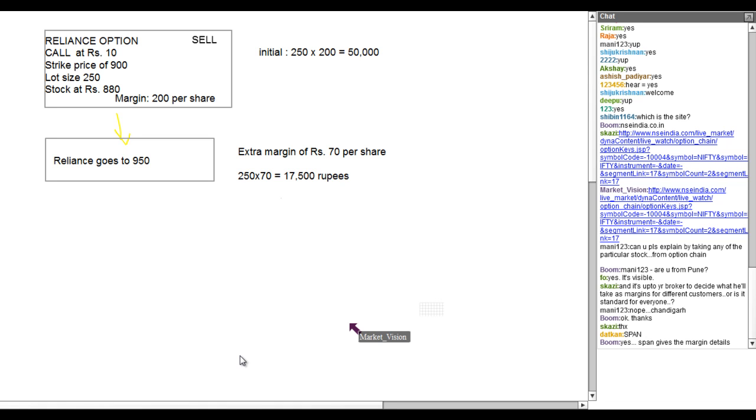Now it could happen the other way. It would go to 850. The margin reduction may be, instead of 200 rupees per share, they might say 180 rupees per share. So you would have paid 50,000. Now you pay an additional 17,500, making 67,500.